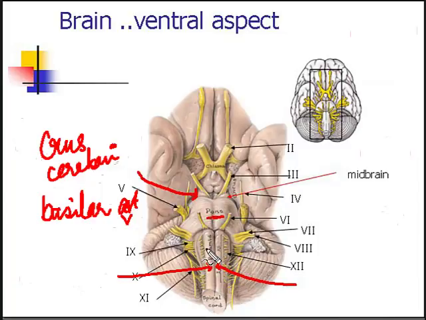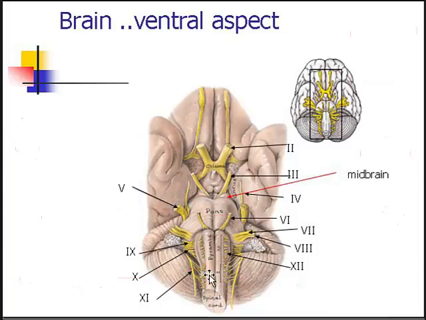Next to the pyramid you have another swelling which doesn't extend all the way down. It stops short at this point. This swelling is known as the olive. It's called the olive because there's a nucleus by that name beneath it. So this is the olive of this side, and here is the olive of the other side.